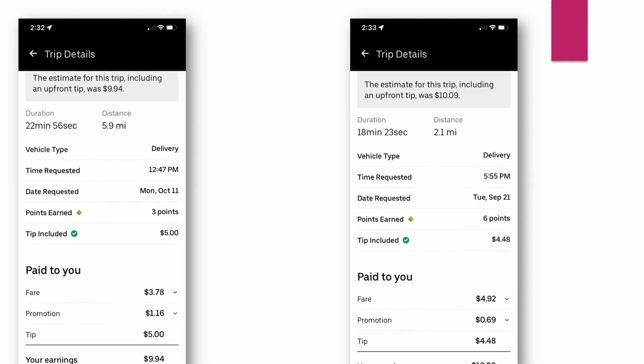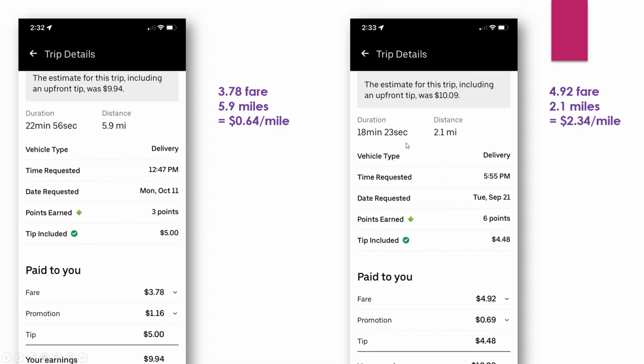Okay, so these are some screens of orders that I actually completed recently. I tried to find ones that had, oh goodness, you can't see this one. It's tennis. Interesting. Sorry about that. I tried to find ones that were a similar amount of money so we could compare them. So this one, the fare was $3.78. Okay, it was 5.9 miles, which equals out to 64 cents a mile that I earned for the fare. Okay, then there's a promotion added and a tip.